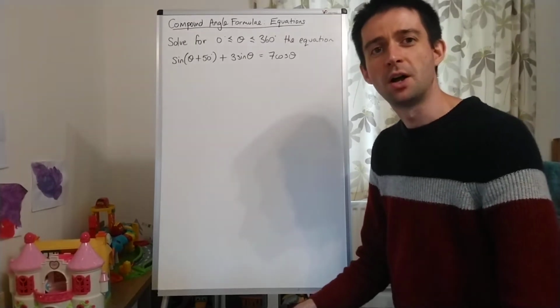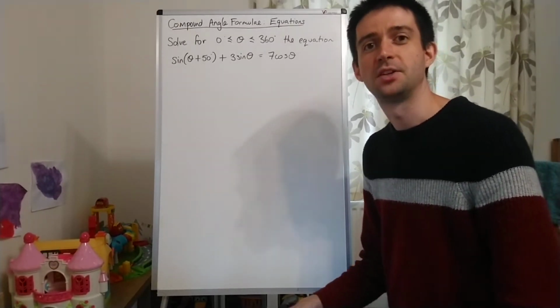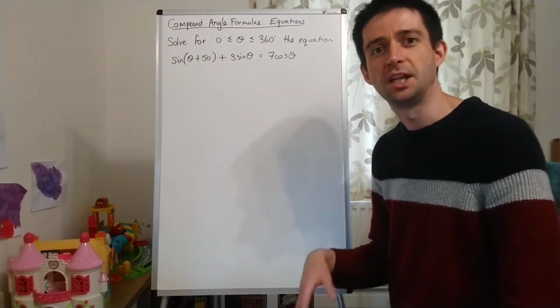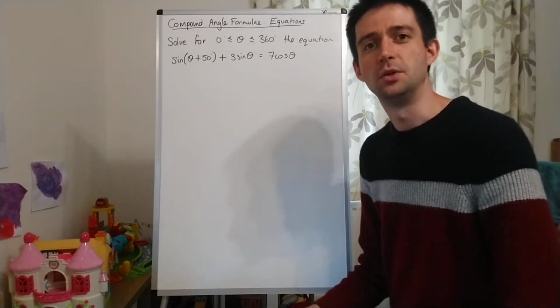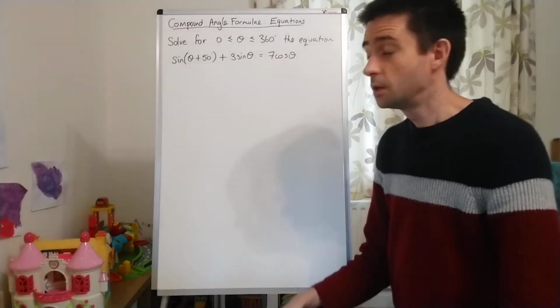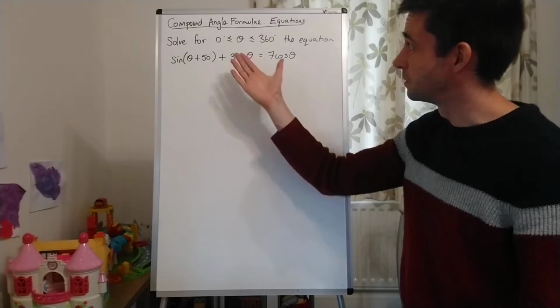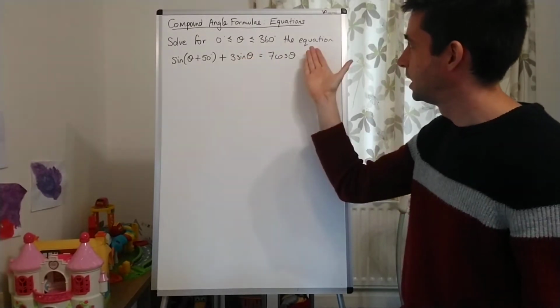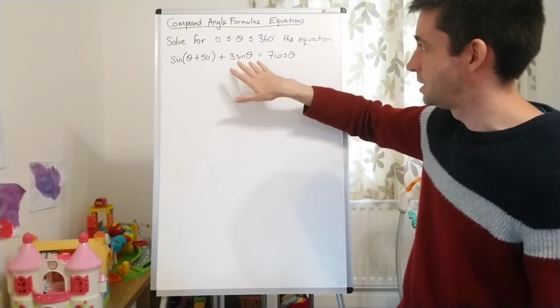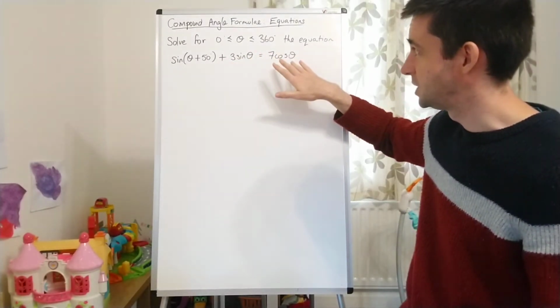This is part 2 of the second lesson on compound angle identities, and in this video I'm going to be taking you through a second example of using compound angle identities to solve an equation. So here we're being asked to solve for 0 to 360 the equation sin(θ + 50) + 3 sin θ = 7 cos θ.